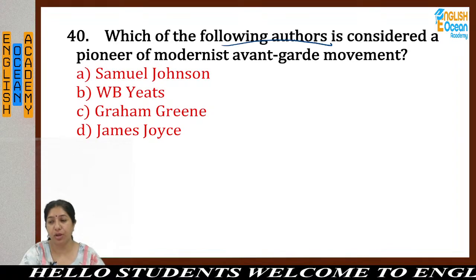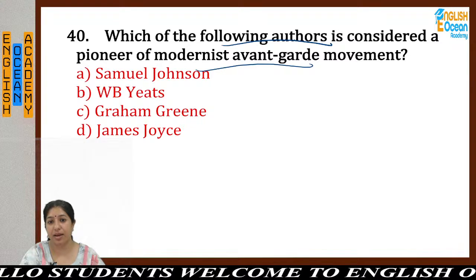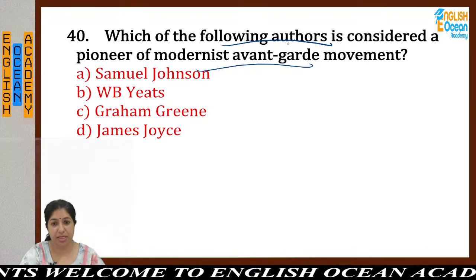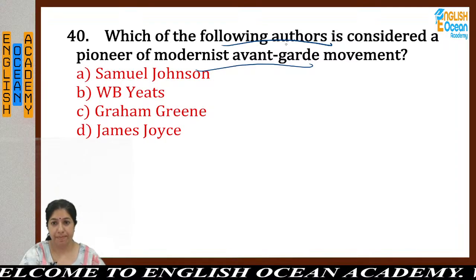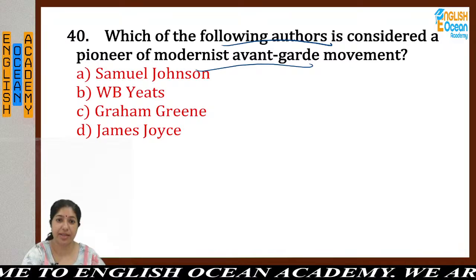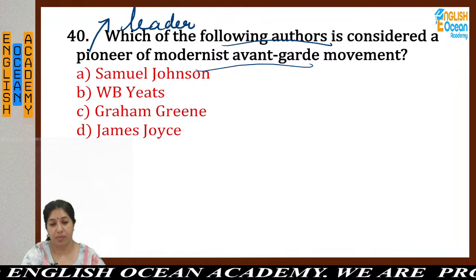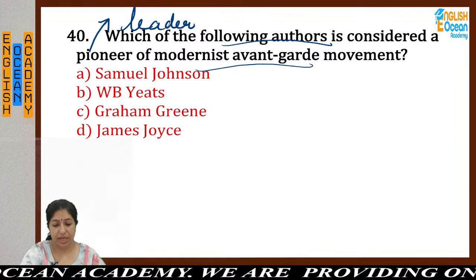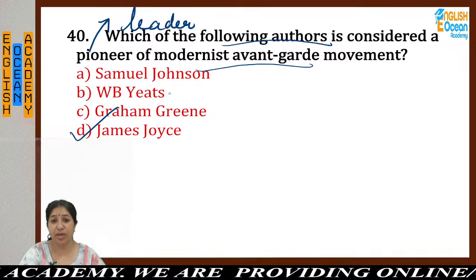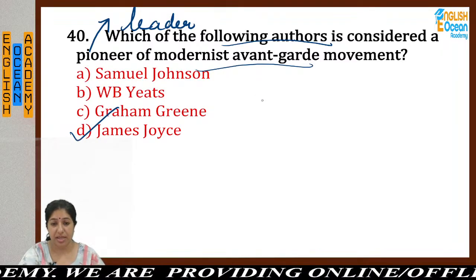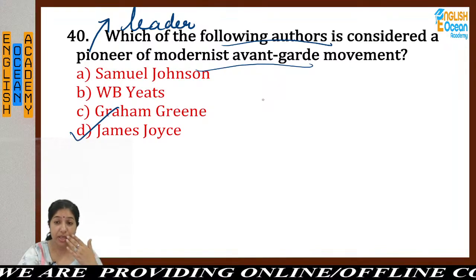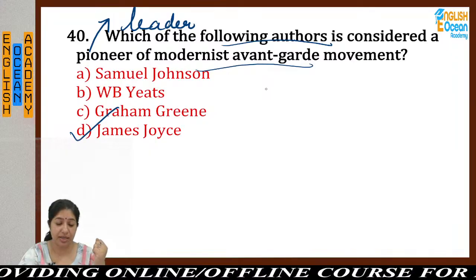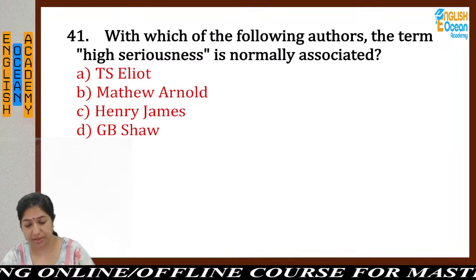And the last question: which of the following authors is considered a pioneer of the modernist avant-garde movement? Samuel Johnson, W.B. Yeats, Graham Greene, or James Joyce? Pioneer means leader. It is James Joyce. He introduced a new technique, the stream of consciousness technique, which is why he is called a proper modernist. He began the modern age by using a new technique for writing a novel.